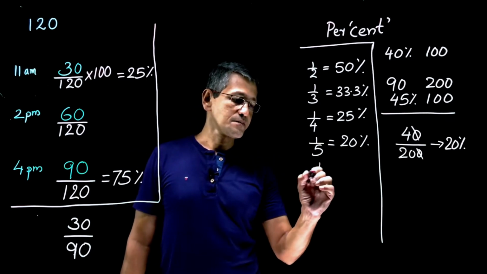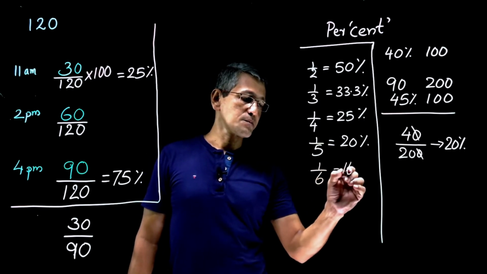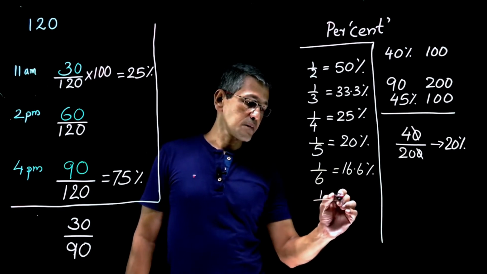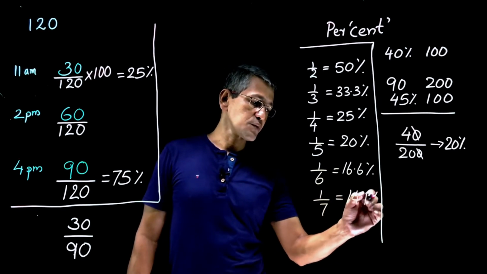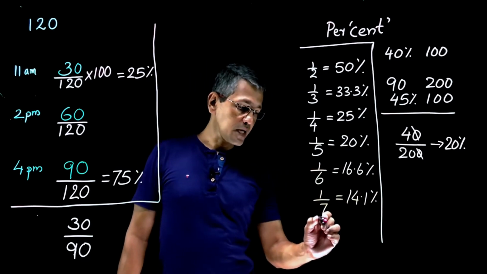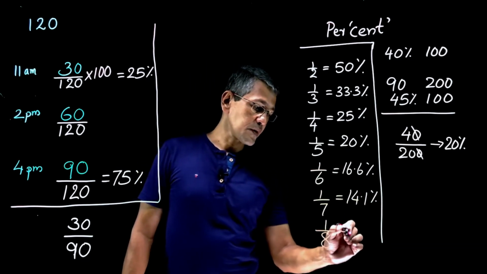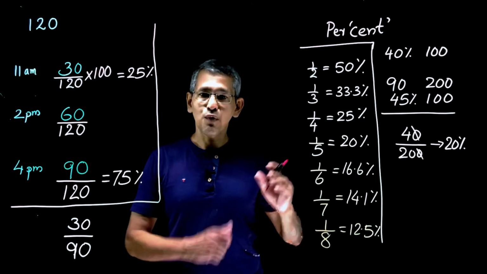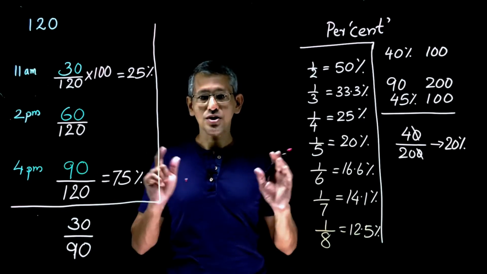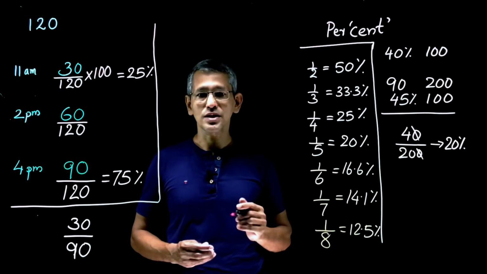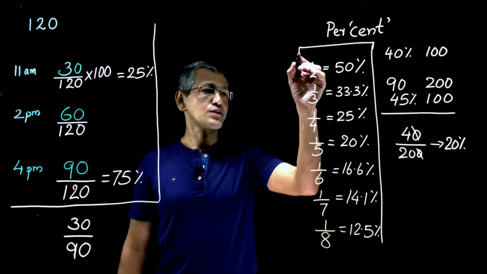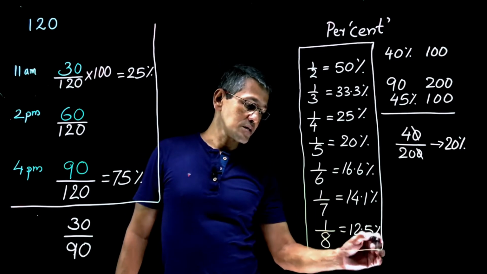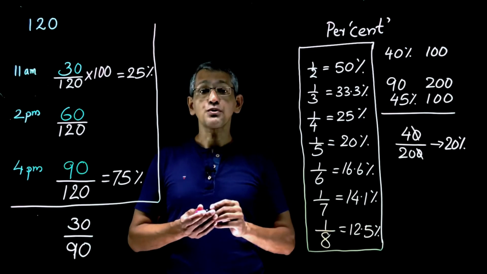How about 1 by 6? 1 by 6 is 16.6%. 1 by 7 is approximately 14.1%. And 1 by 8? 12.5%. How about 1 by 9? 1 by 10? 10%. So this is how we do the calculation and make the conversion into percentages. This is one of the important, and at the same time the easiest, ways of converting numbers into percentages.